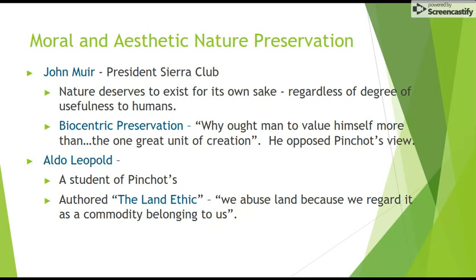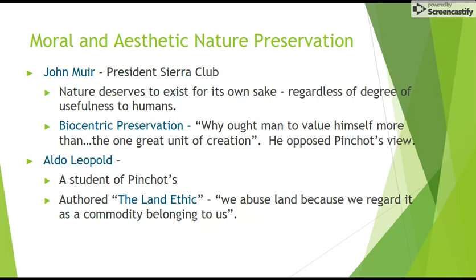This is very biocentric preservation. That's kind of a subset of this moral and aesthetic. "Why ought man to value himself more than the one great unit of creation?" So why should we as humans believe that nature is a commodity to us, that it's just part of our economy, when it's been here longer than us, right? It's the reason we exist. And so that's what we look at here, moral and aesthetic.